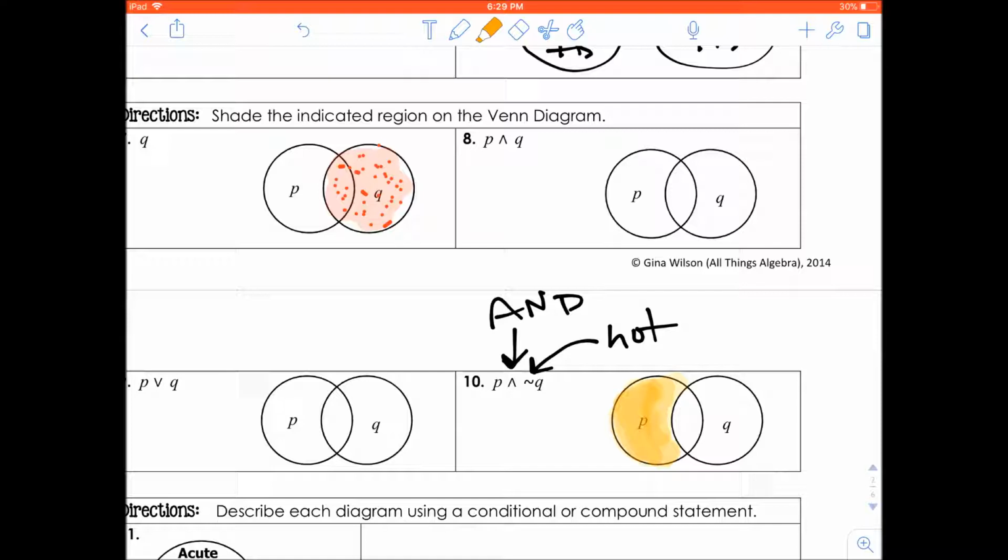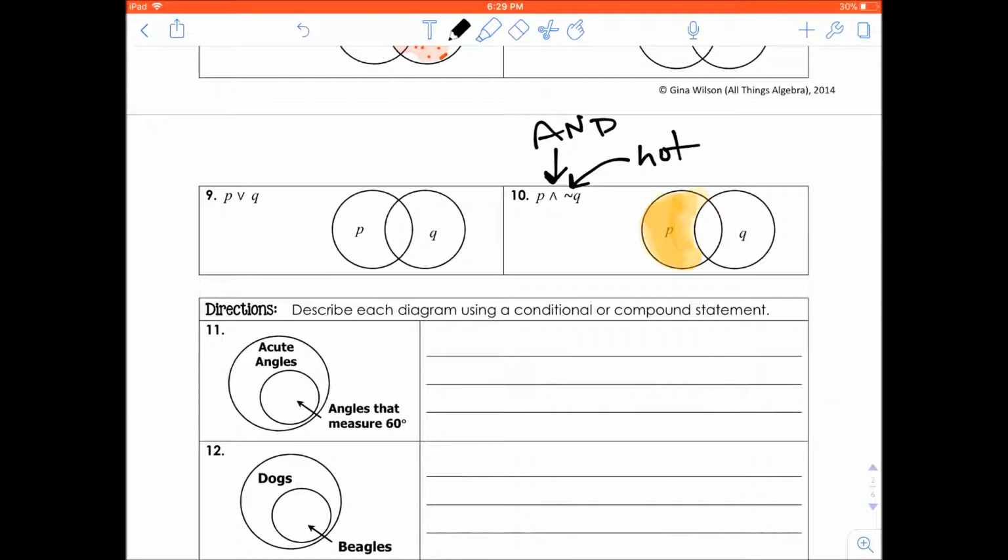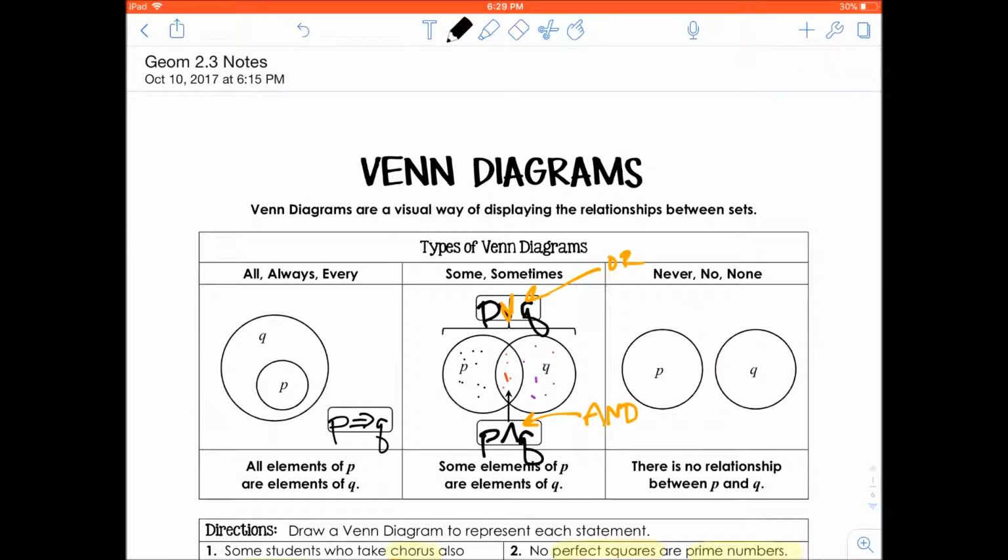Next, describe each diagram using a conditional or compound statement. Let's do a few examples of this. In this diagram, what do we notice? We notice we've got angles that measure 60 degrees. And where are all of those angles? If I look back up to my first page, when I have a picture like this, I'm using all or always or every. Those are key words. These words are very helpful. You want to keep those in mind.